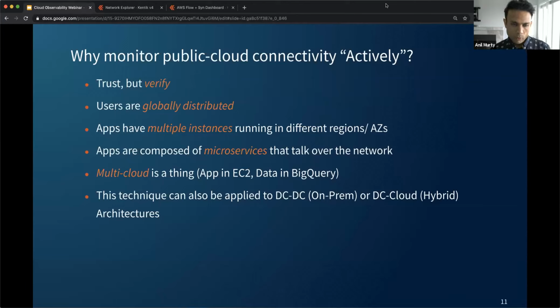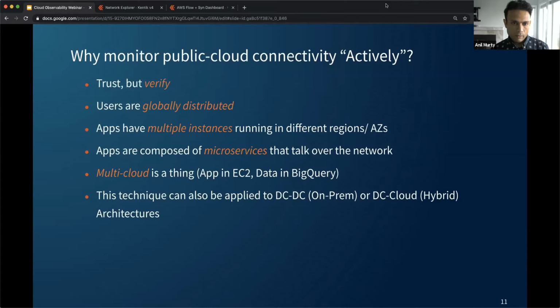The first one is something that I think Dan touched upon as well, which is that these public cloud providers are massive companies. They operate at scale, and they obviously are good at providing a very resilient network. And so it's good to trust them. But at the same time, it's even better to be able to verify that you're getting the kind of quality of service that you expect. And that's what you can do with active monitoring.